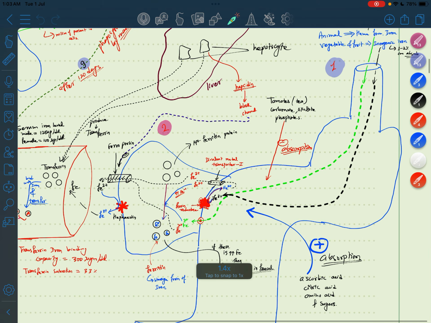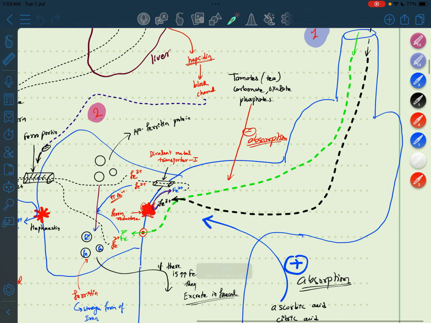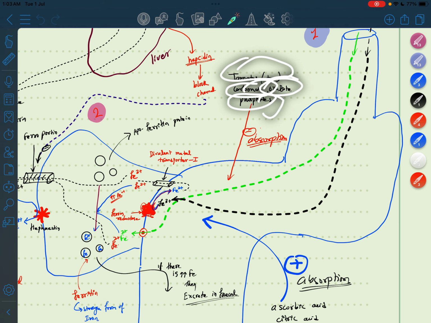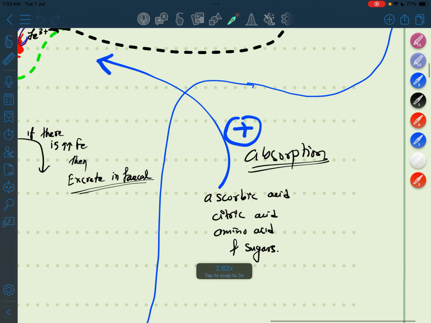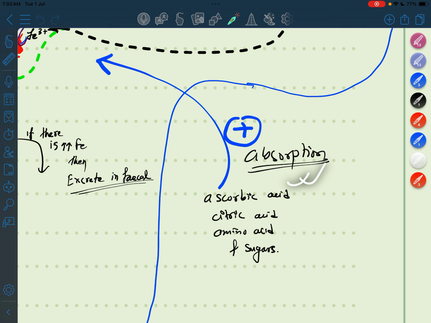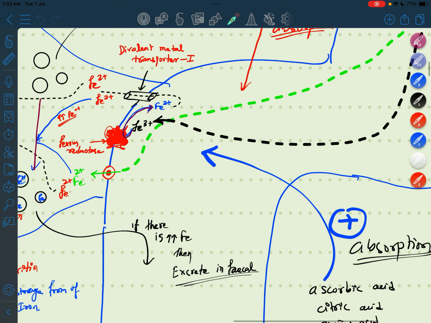When it comes into the stomach, there are substances that inhibit the absorption of iron, like tannates, tea, carbonates, oxalates, and phosphates. These products inhibit the absorption of iron. Also there are substances that stimulate the absorption of iron, like ascorbic acid, citric acid, amino acids, and sugar. These help the absorption of the iron.